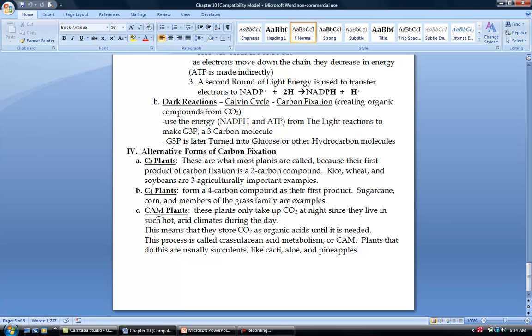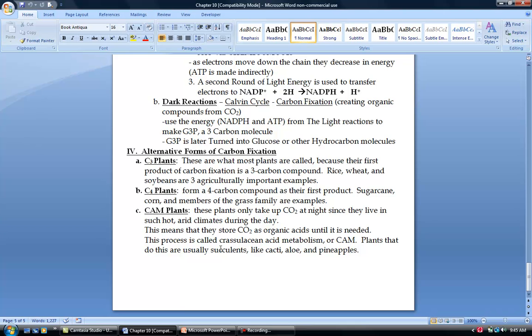And then the last type is the funky one, and those are called CAM plants. What CAM plants do is they only take CO2 in at night, and that's just because they grow in areas that are very, very hot, like the desert. And so that obviously is going to be an advantage to only do it at night, because they don't want to open those stomata, those little openings in the leaves, until it is nighttime, so they won't lose as much water. And so what they do is they store CO2 at night until it's needed after those light reactions that happen during the day.